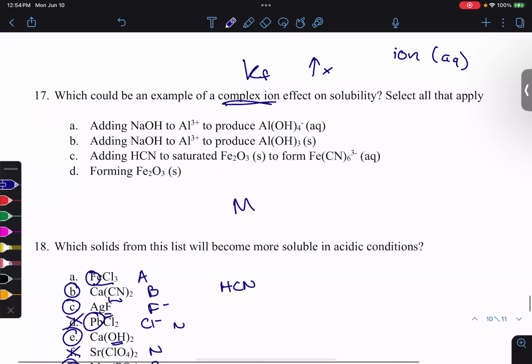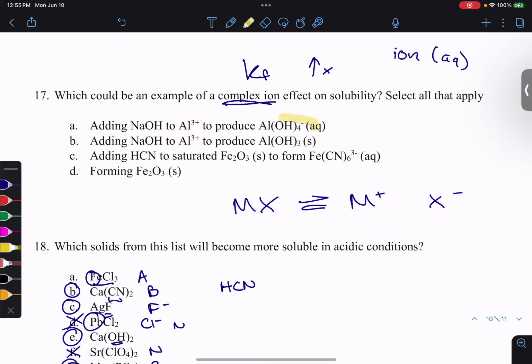Because the idea is if you, again, have your Ksp expression, if you're able to consume this metal, so with pH effects, adding acid usually reacts with the anion, removing the anion, pushing the reaction forward. Complex ion removes the metal instead to make a complex ion, and again, pushes the reaction forward, so you dissolve more solid. So here, adding sodium hydroxide to aluminum consumes that aluminum to make a complex ion. How do I know it's a complex ion? It's ionic and it's aqueous. So this has a Kf.